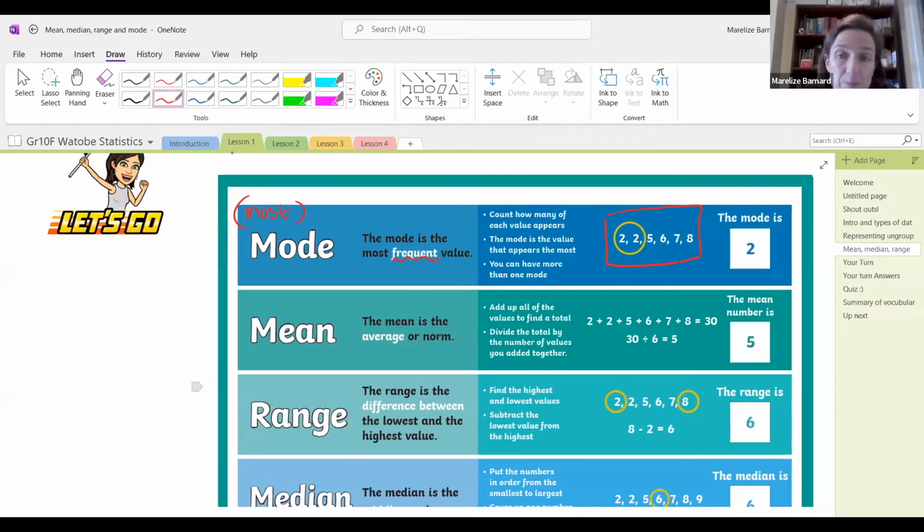It is possible that you can have more than one mode. In other words, the data can be what we say multimodal. It's a big word, but it basically just means that it can have more than one mode. And we'll look now at an example where there's more than one mode.